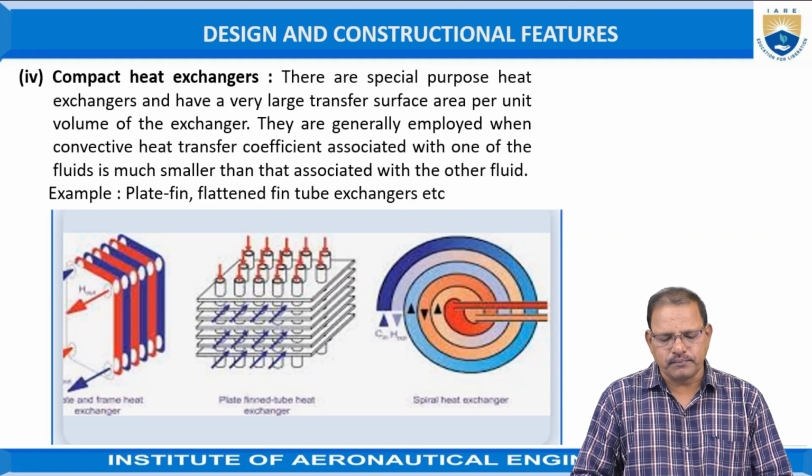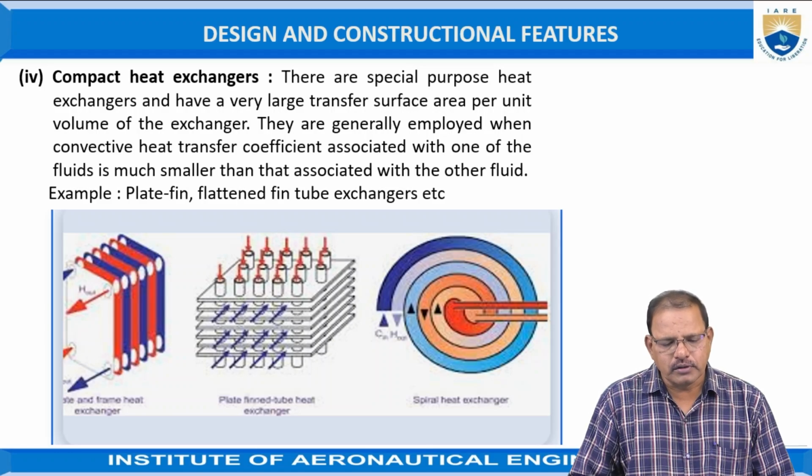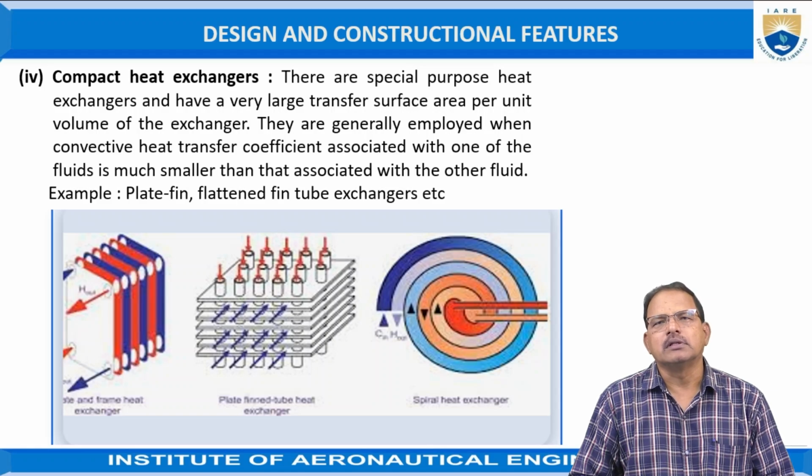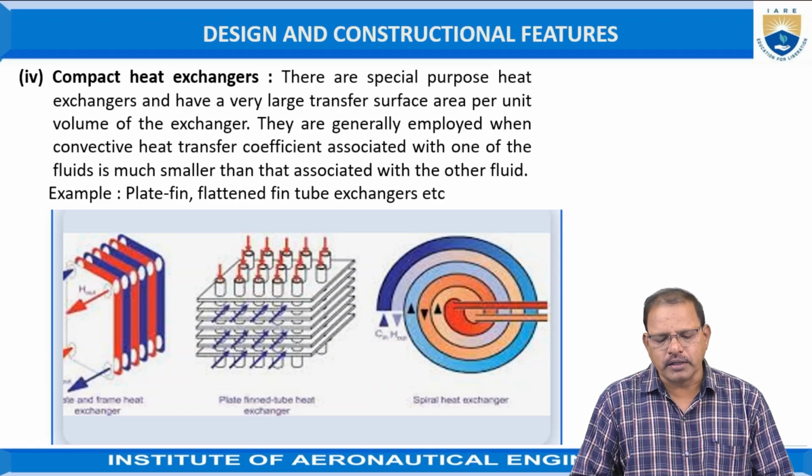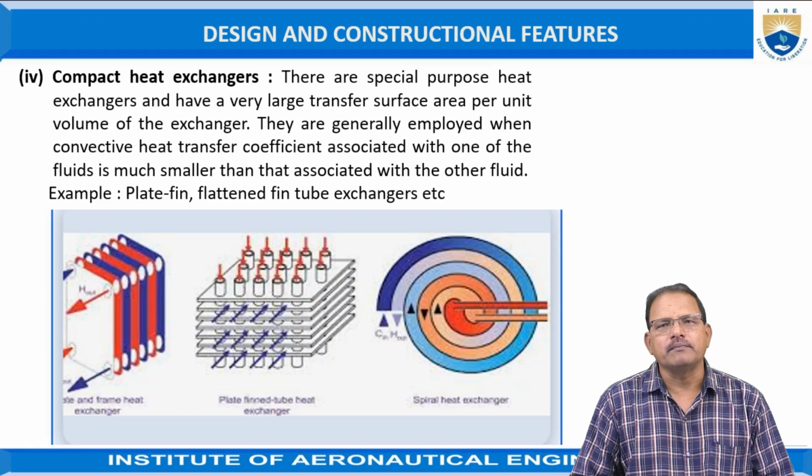Compact heat exchangers now. In order to increase the rate of heat transfer, sometimes small projections are kept inside the tubes. These projections are called plate fin or flattened fin tube exchangers. These are special purpose heat exchangers. A very large heat transfer per unit area takes place by using compact heat exchangers. They are generally employed when the convective heat transfer coefficient associated with one of the fluids is much smaller than that associated with the other fluid. So generally it has projections, which are called fins.